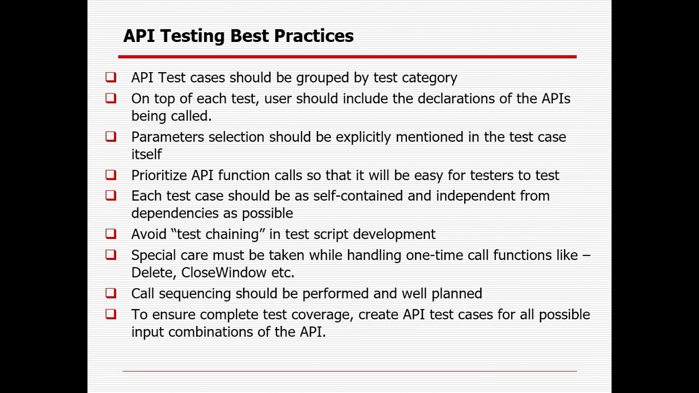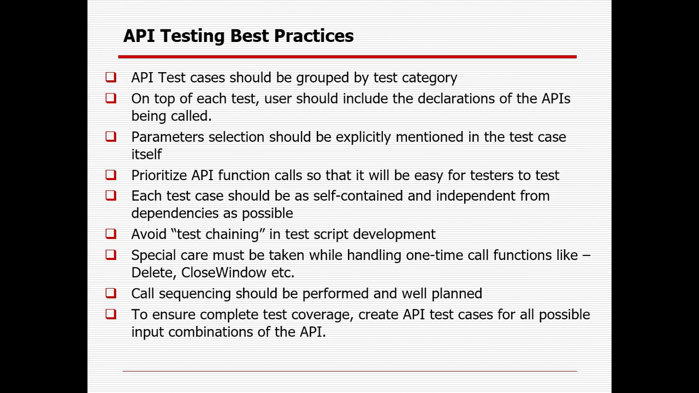What are the different API testing best practices available? API test cases should be grouped by test category. On the top of each test, users should include the declaration of the API being called. The parameter section should be explicitly mentioned in the test case itself. Prioritize API function calls so that it will be easy for the tester to test.